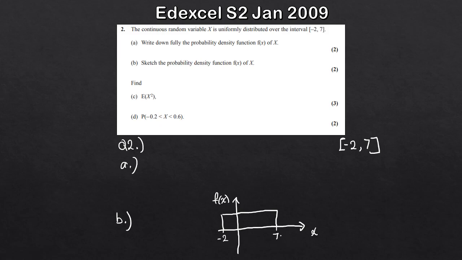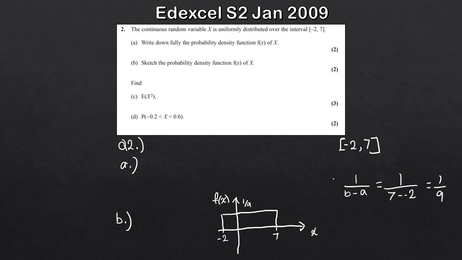Well, just like we've been doing, we need to consider what do I times the base here by to get an area of 1. In this case, the base would be 9, since -2 to 0 is 2, and 0 to 7 is 7, so 2 plus 7 is 9. So what do I times 9 by to get 1? Well, that would clearly just be 1 over 9. The other way you can do this, which I believe the textbook shows, is 1 over b minus a. So 1 over 7 minus -2 gives you 1 over 9.